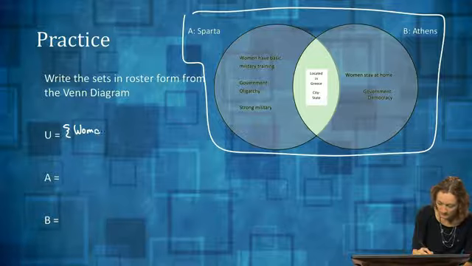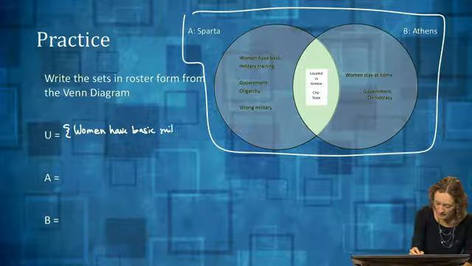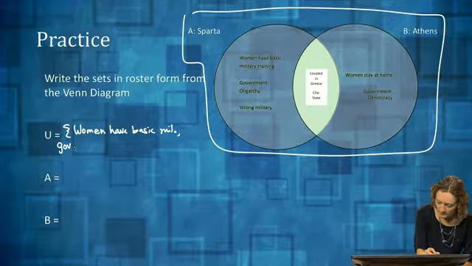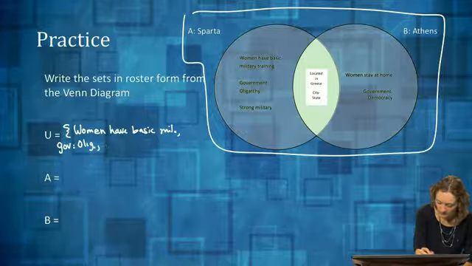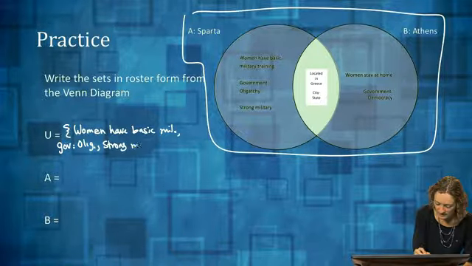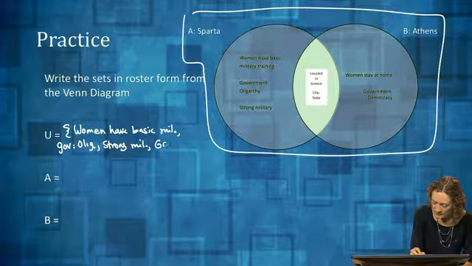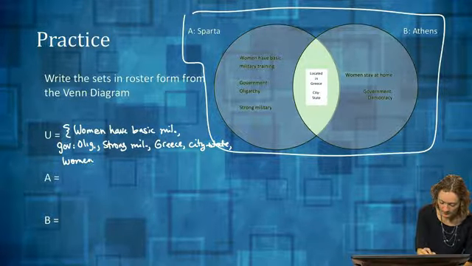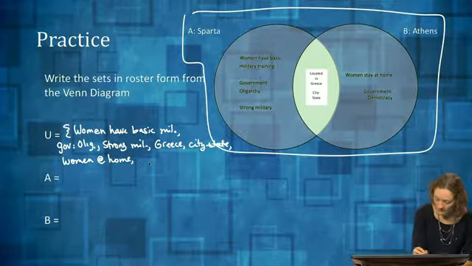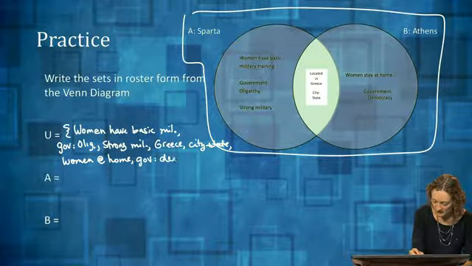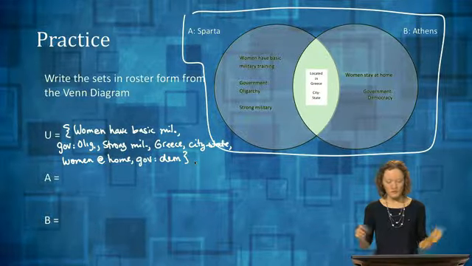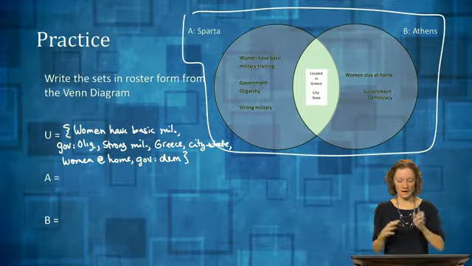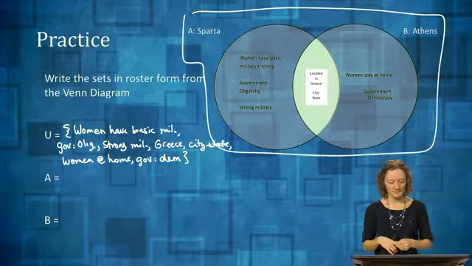Women have basic military training. I'm going to shorthand these. Government is an oligarchy. Strong military. Located in Greece. City-state. Women at home. And government democracy. The universe is everything that's in the picture, so every element that exists within that rectangle.